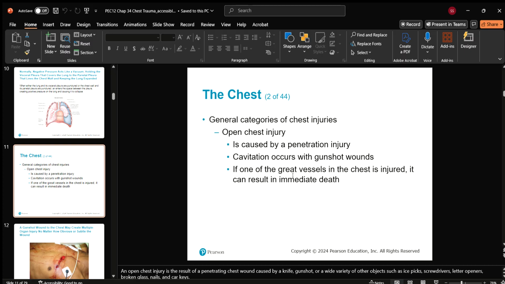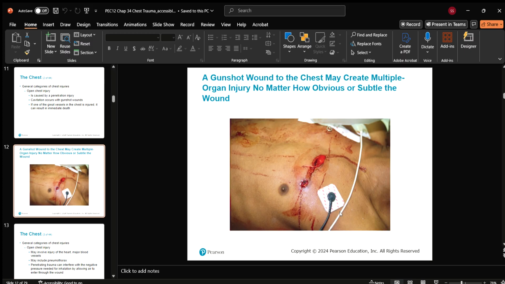And here, obviously, it says if one of the great vessels of the chest is injured, it's going to result in immediate death. We're talking about the inferior vena cava or the aorta. Okay, that's torn. We have a really bad day.